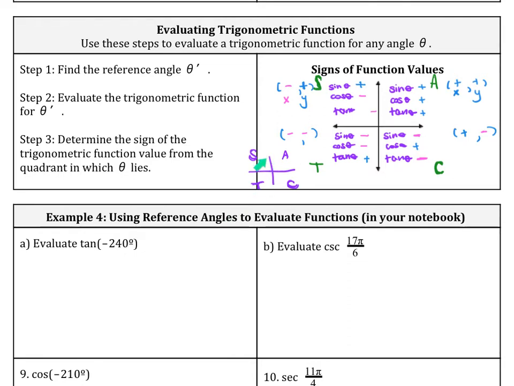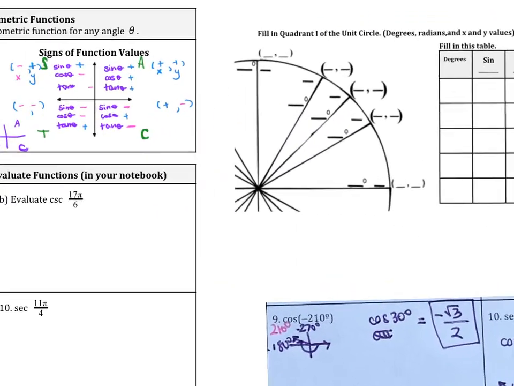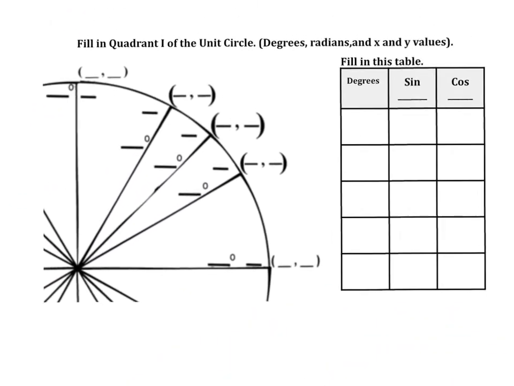Something to help you remember that: A is all, S is students, T is take, C is calculus. So, all students take calculus. Knowing that will help you in determining the sign of the function depending on what quadrant it lies in. Now, one more thing we need to do: we are using the unit circle to evaluate these functions, so it is very helpful to have your unit circle. I'm going to show you a shortcut for how to fill this out, in case you don't have it memorized quite yet.